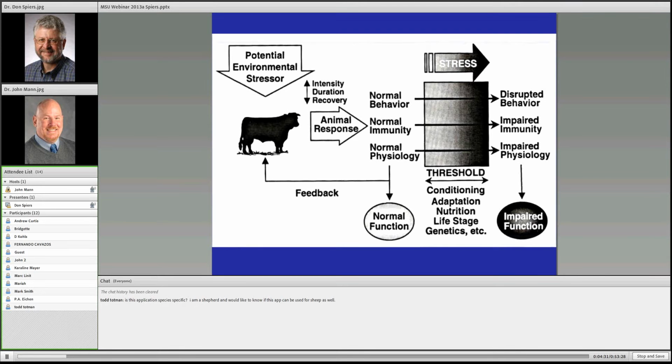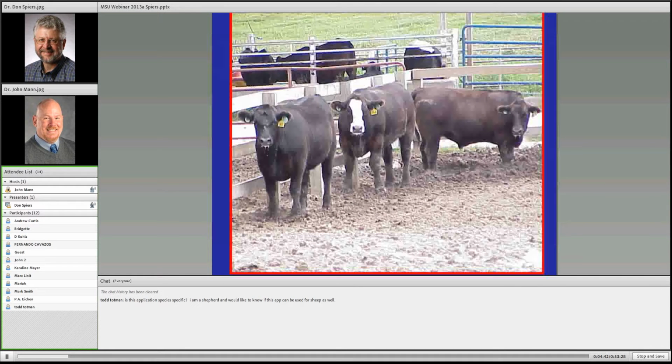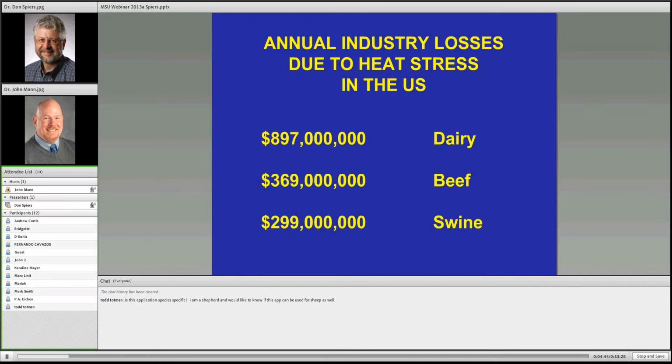Is it late in the summer? Have they actually adapted to this sort of thing? The nutrition of the animal, whether they're old animals or young animals. And then the genetics, of course, of those animals, whether they're a heat-tolerant animal or not.